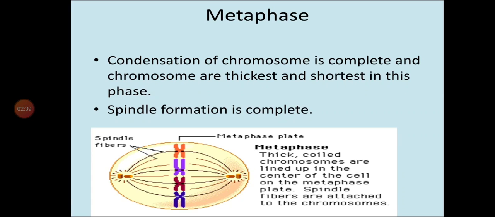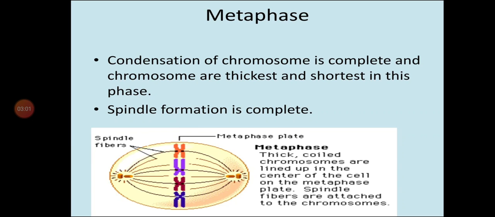So in metaphase, what happens? You can remember this in this way: metaphase starts with M, and all the chromosomes come in the middle, that is the equatorial plane. Middle also starts with M. So metaphase is middle. Chromosomes are arranged in the middle, at the equatorial plane.